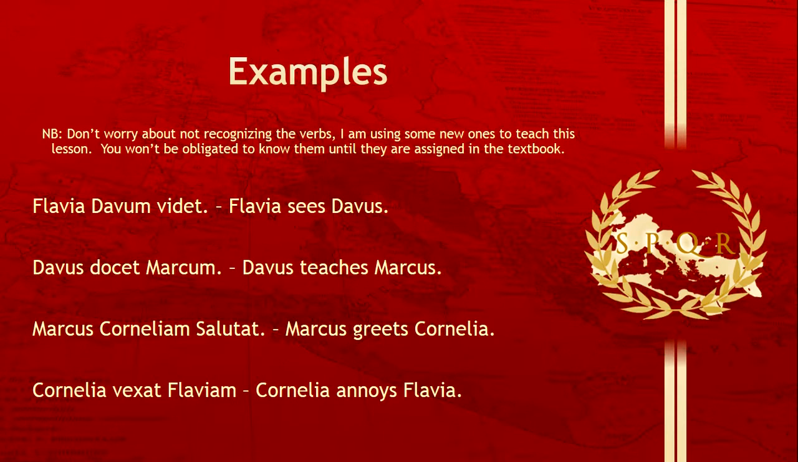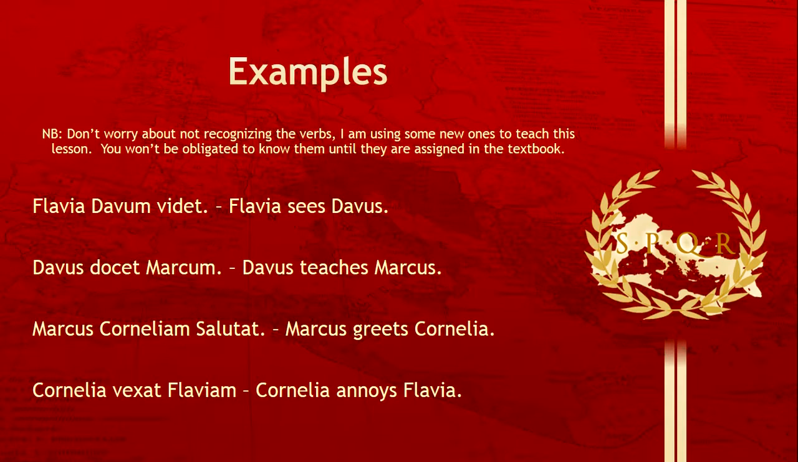Okay, a few examples here. Again, what I want to do is I'm using mostly proper nouns, the names that we've already learned, and I want you to see how they change according to their usage. Now, in order to do this, I have to involve some transitive verbs that I have not yet studied. Don't worry about that. I won't do that on the test. I'm only doing it here, and I'll tell you the meaning of the verb so that you can figure out the proper ending. So our first example, Flavia davum videt.